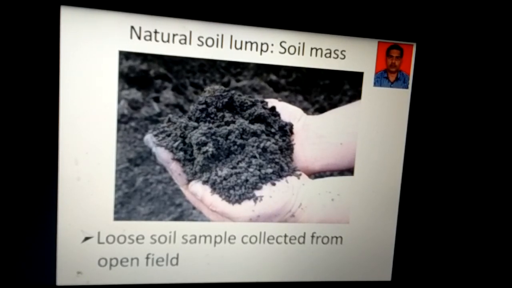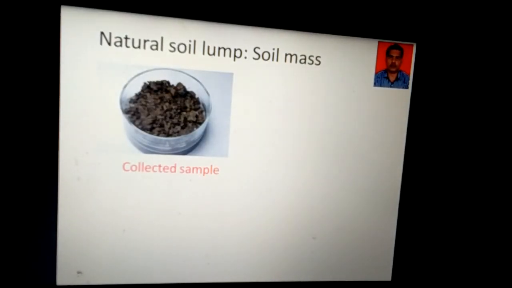Looking at the lump of soil in the hand of the person, you can see here that the soil particles are stuck between each other, and when we collect such a sample in the laboratory and keep it in a container, it looks like this. Now after processing this soil sample, we test it in the laboratory for determination of various index properties.